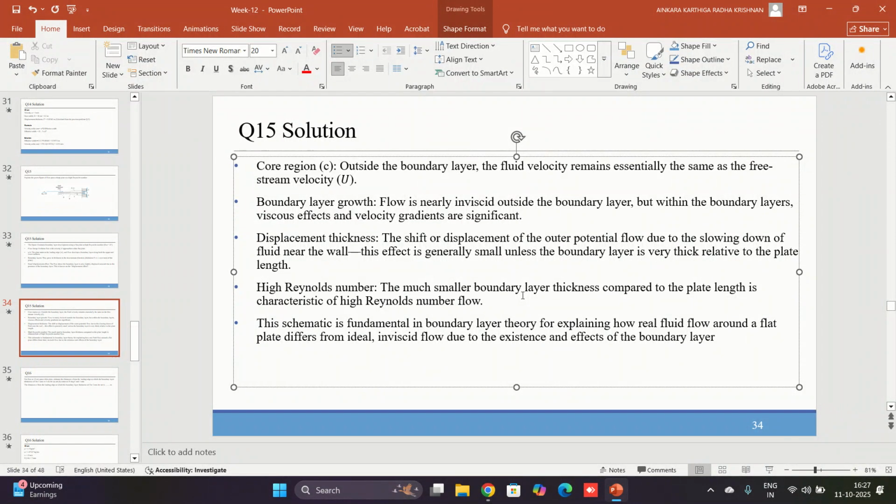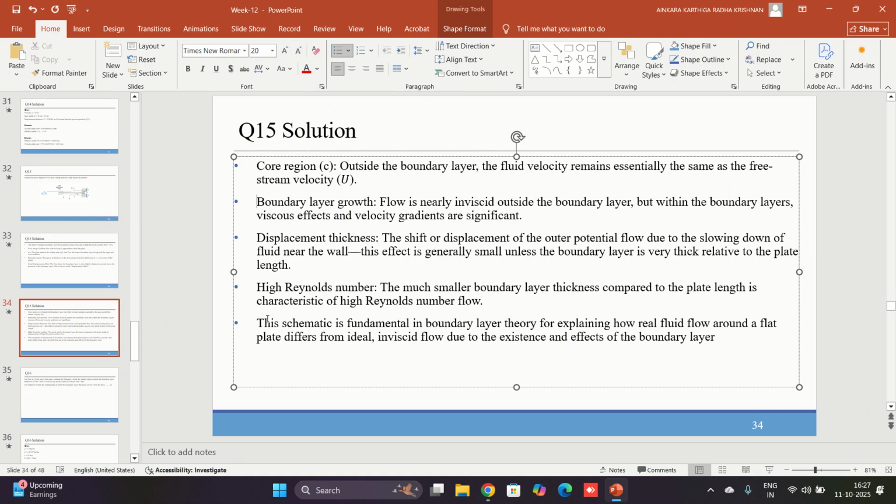The Reynolds number, as we have seen, is 10 power 7. Because of that, if you remember, boundary layer thickness is given as delta is equal to x by square root of Re. So delta is inversely proportional to the square root of Re. Because the Reynolds number is so high, the boundary layer thickness is very small.